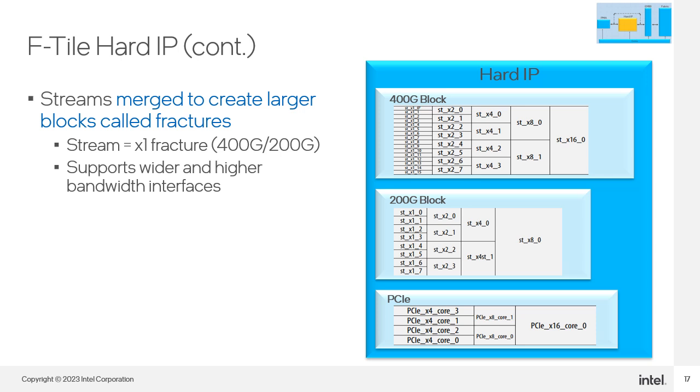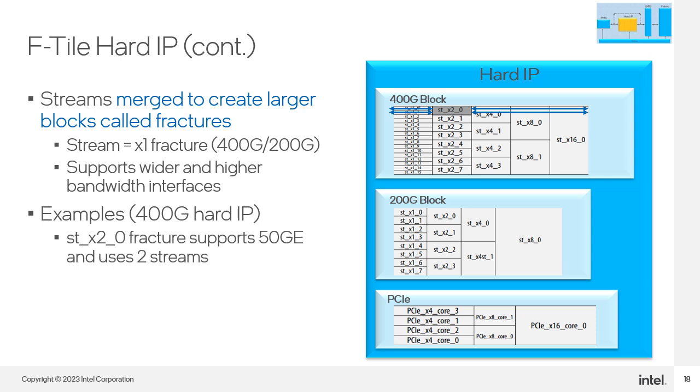In the diagram here, fractures are shown by the remaining columns in the hard IP. As you move to the right, you can see that streams are combined to form by 2, 4, 8, and 16 interfaces. Let's look at some examples with the 400G hard IP. Here, a 50G Ethernet example is highlighted.